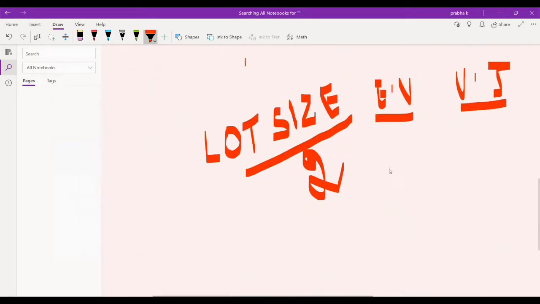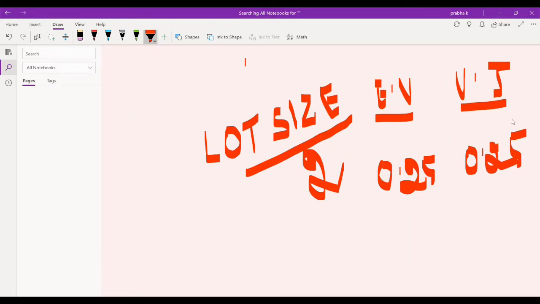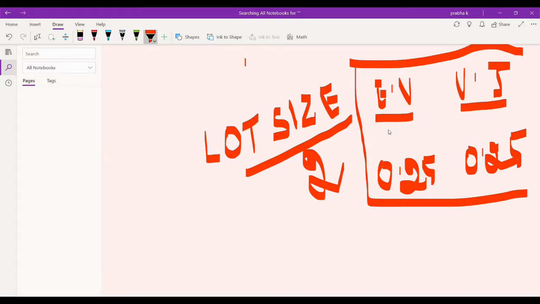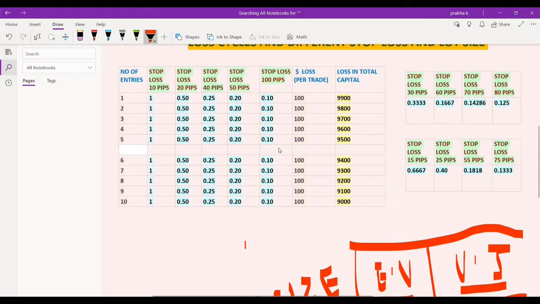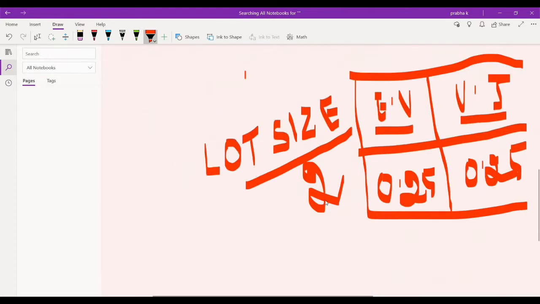Now you have to take 0.25 in EUR/USD and 0.25 in USD/JPY. I hope it is very clear. It's the same risk. If you lose on both, it will be the same calculation: 1% only, you will lose only $100.